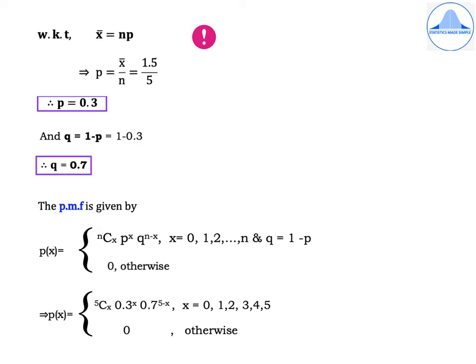Let us now find out the PMF of the binomial distribution. First, writing the general format, we get p of x equal to, open the flower bracket, nCx p to the power x q to the power n minus x, where x takes the values 0, 1, 2, and so on till n, and q is equal to 1 minus p; 0 otherwise. Now in this PMF, substitute n as 5, p as 0.3 and q as 0.7. So you get p of x equal to 5Cx 0.3 to the power x 0.7 to the power 5 minus x, where x takes the values 0, 1, 2, 3, and so on till 5, and you get 0 otherwise.